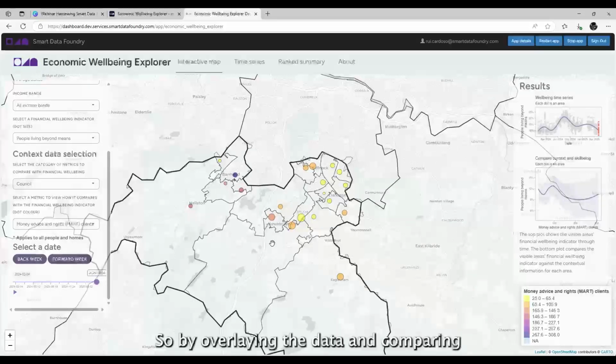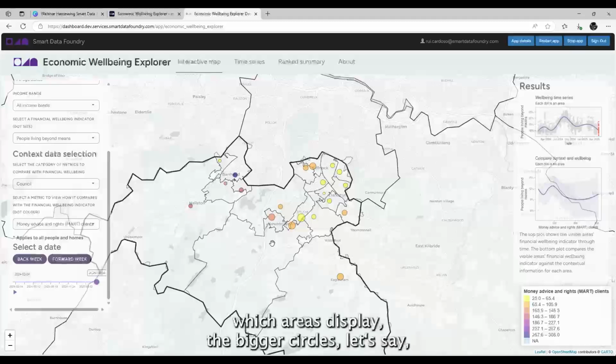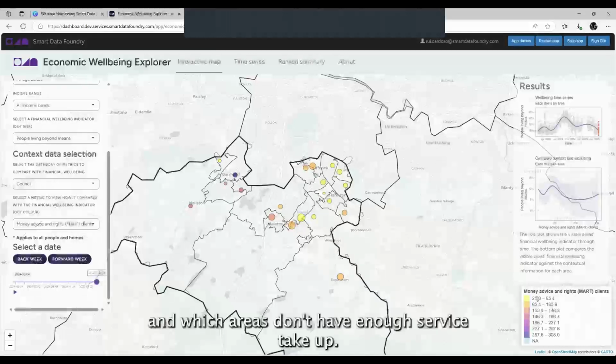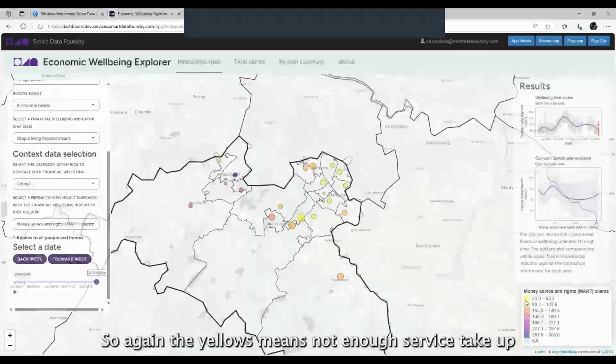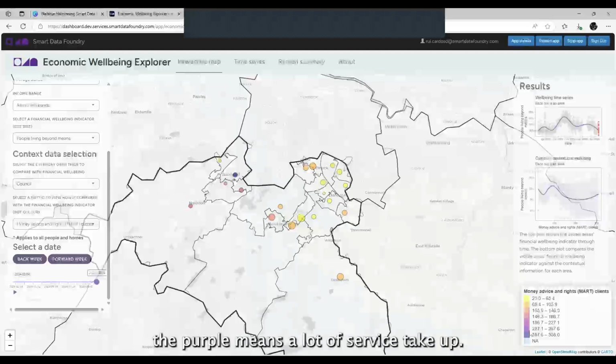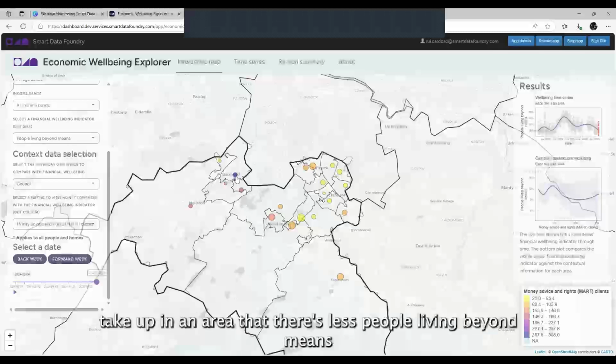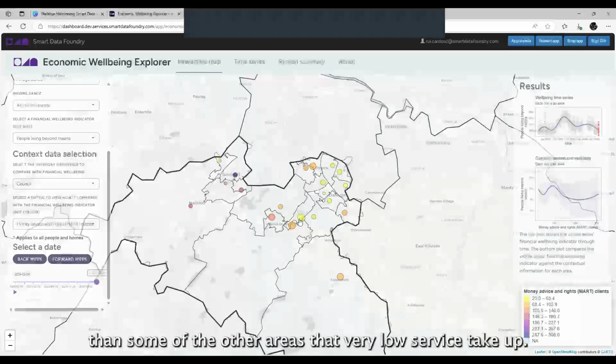So by overlaying the data and comparing which areas display the bigger circles, let's say, as in more people in this case living beyond means, and which areas don't have enough service take up. So again, the yellows means not enough service take up, the purples means a lot of service take up. And here you have a glaring use case where there is a lot of service take up in an area that has fewer people living beyond means than some of the other areas that have very low service take up.